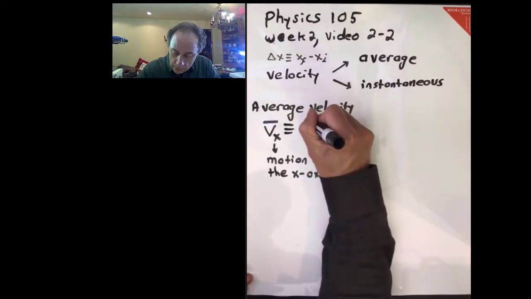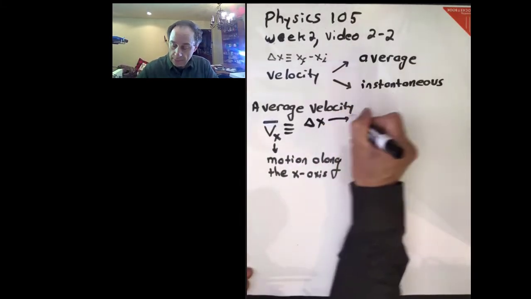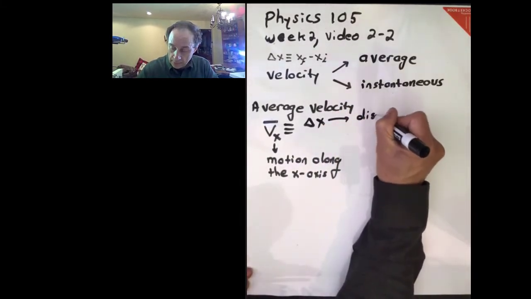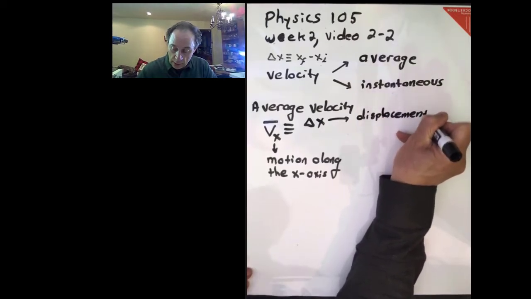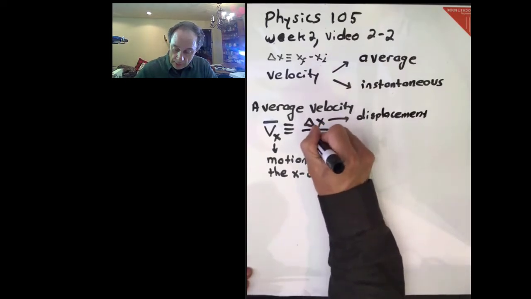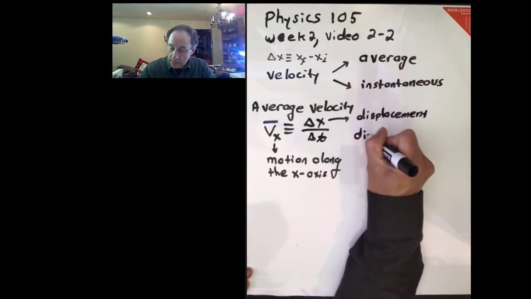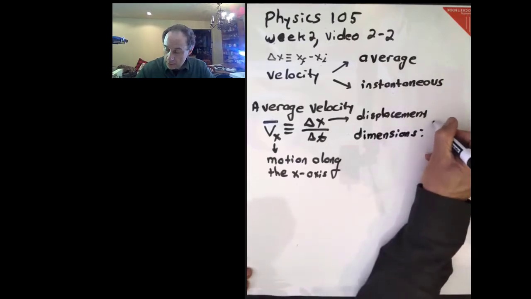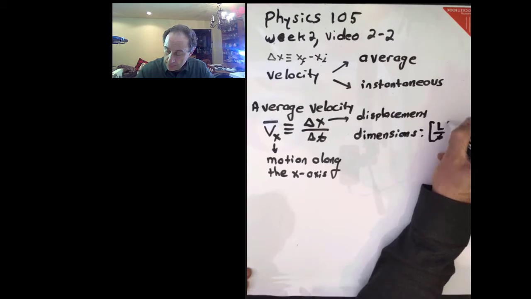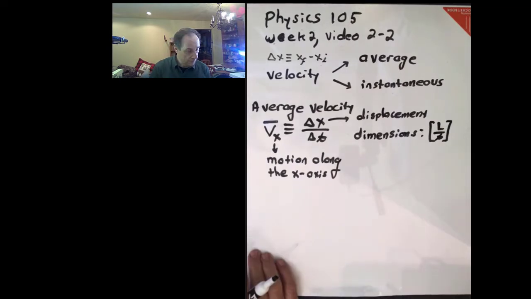So, average velocity is the displacement, how much of a displacement occurred in a certain period of time. The dimensions are going to be length over time. Meters per second, miles per hour, that sort of thing.